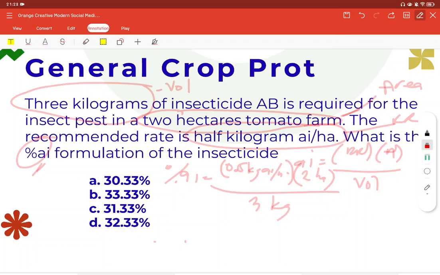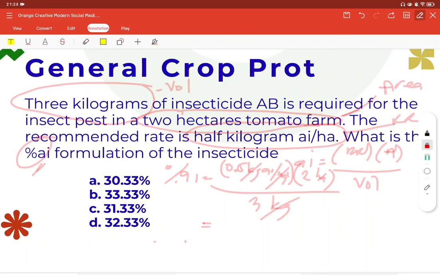We will cancel the units in order for us to obtain the unit of the AI, which is percent AI. Since hectare is the denominator, it will cancel the hectare when we multiply it with this. So the remaining unit is AI, because we're looking for AI.